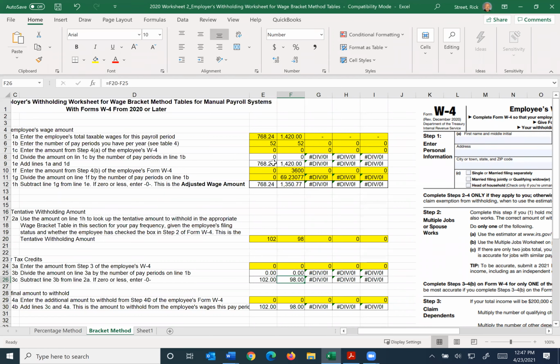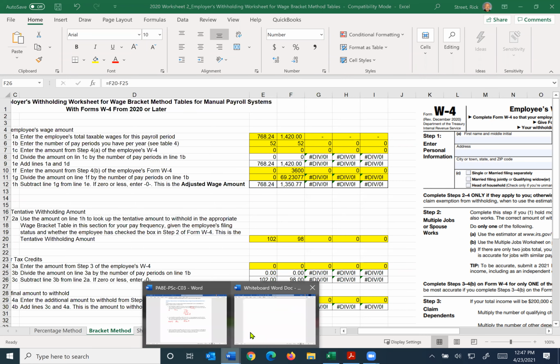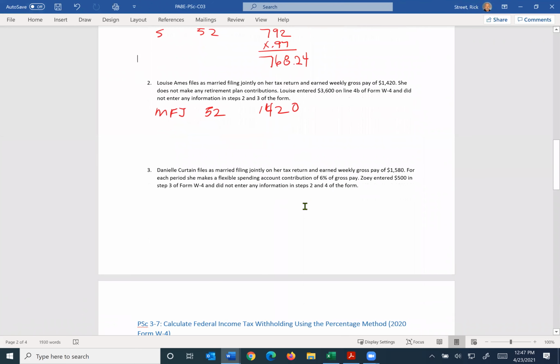Okay, let's do one more. I don't think it gets any more difficult, but let's just give it a try and talk a little bit about some of the complexities. So Danielle is married filing jointly. She's got 52 periods because she's being paid weekly. Watch to make sure that that doesn't change on you to biweekly or semi-monthly.